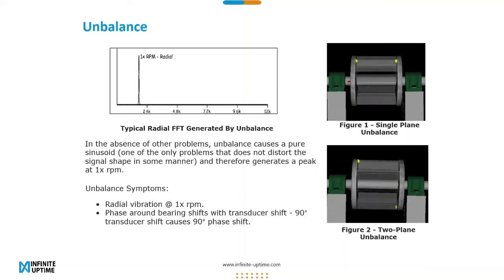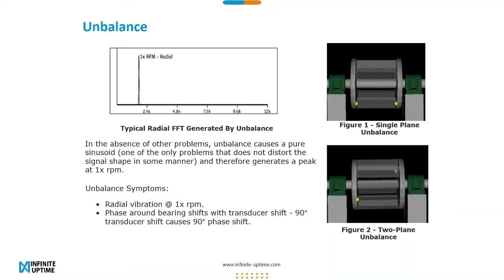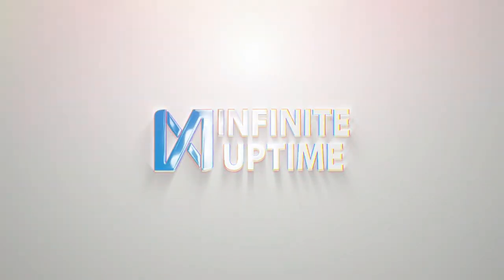The unbalance symptoms are a radial vibration at 1 x RPM, and the phase around the bearing shifts with transducer shift. A transducer shift of 90 degrees causes a 90 degree phase shift. The right side animations would provide you further clarity.